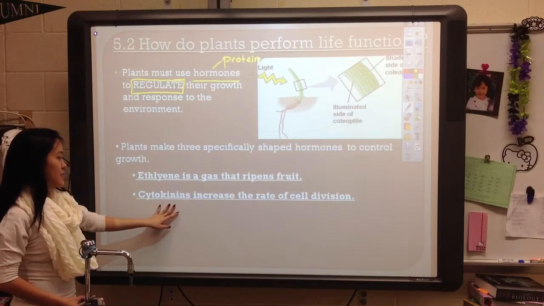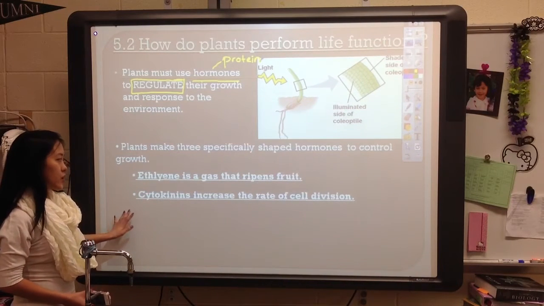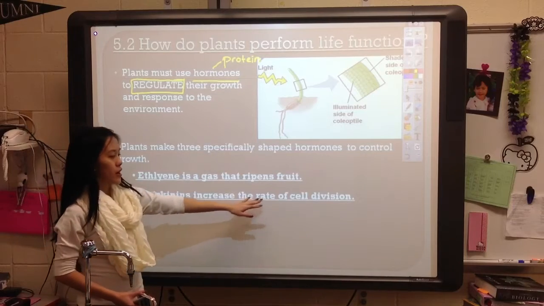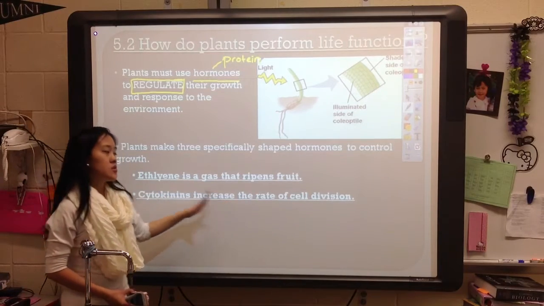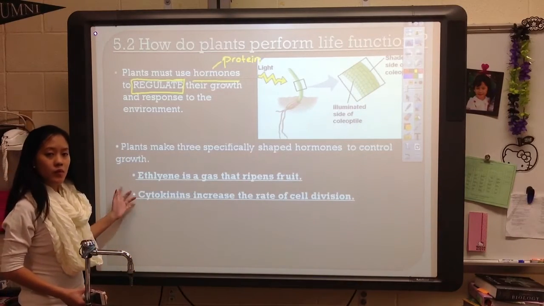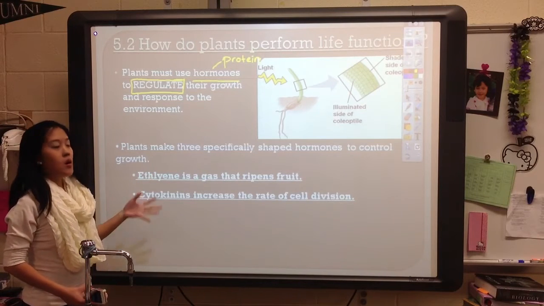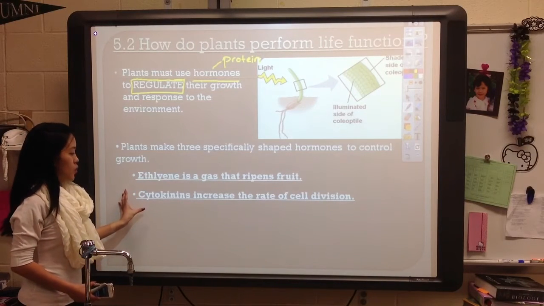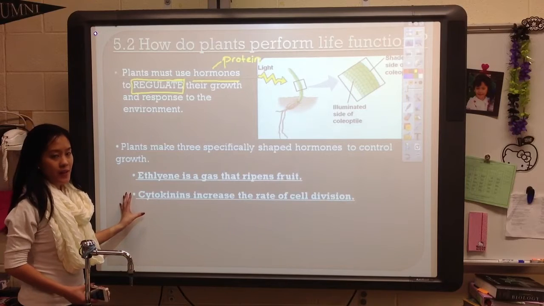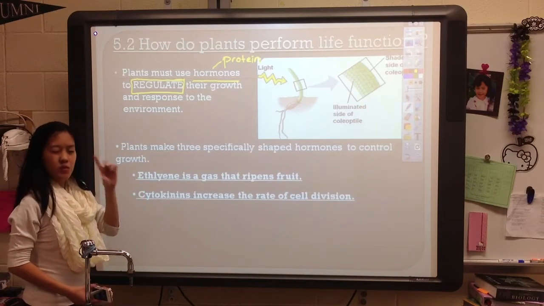The second hormone is cytokinins. Cytokinins are going to increase the rate of cell division. So when does this happen? Well, this would be when the plant is starting to grow, and there's going to be lots more of cytokinins when the plant is about to sprout from a seed into a little plant.